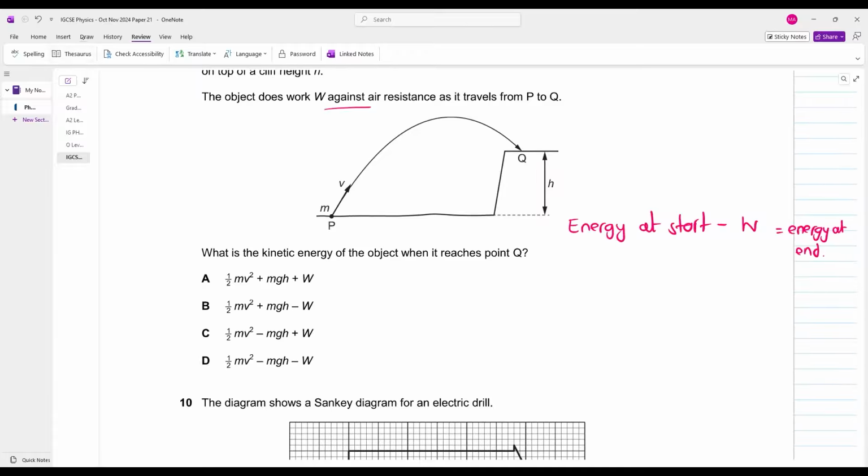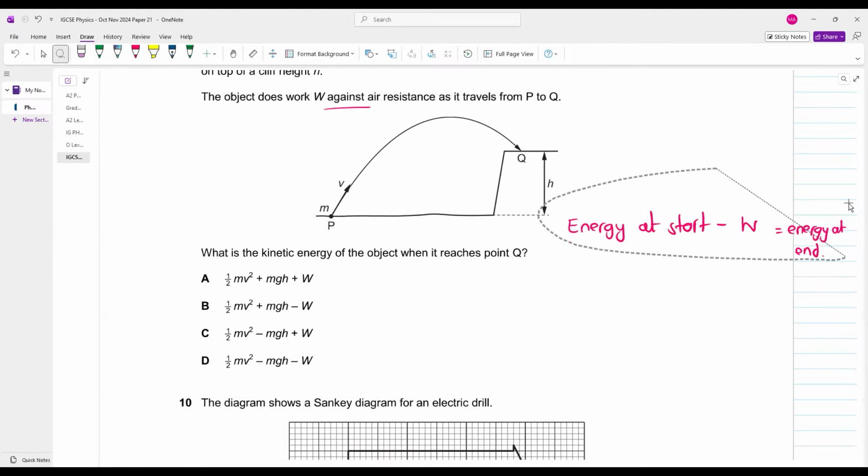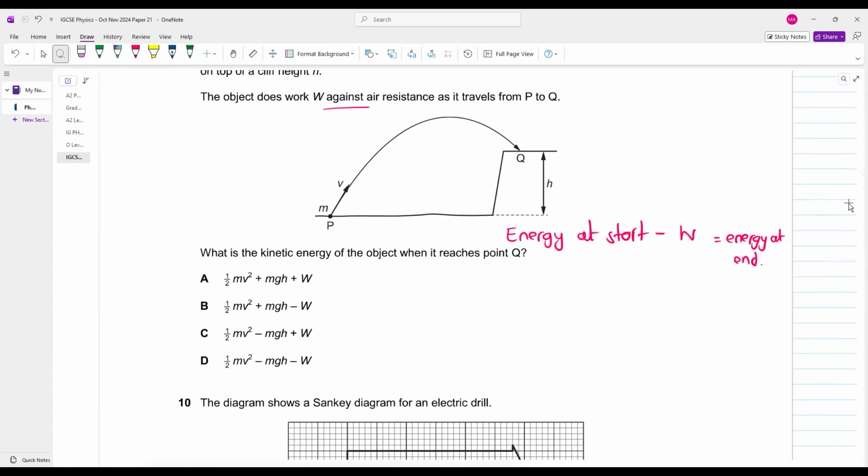Okay beta, always remember that your total energy remains constant. So you will say the energy at the start minus work done against friction is equal to the energy at the end. What is the energy at the start? 1/2 mv squared. What is the work done against friction? W. What is your energy at the end? You are at a certain height, that means mgh gravitational potential energy plus the kinetic energy at position Q. Take this to the other side. 1/2 mv squared minus W minus mgh is equal to your kinetic energy at Q. Any options like that? D is your answer.